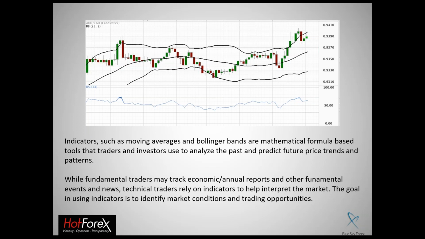So indicators like moving averages and Bollinger Bands, as mentioned before, are mathematical formula-based calculations or tools that you can use to analyze the past price, and they will help you predict what the price might do in the future. Just to help you predict the upcoming trends, any price patterns, even the actual indicators themselves can form patterns visually that you can determine. And these help you predict the future price movements.